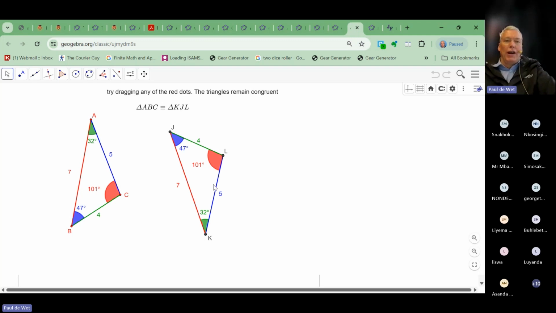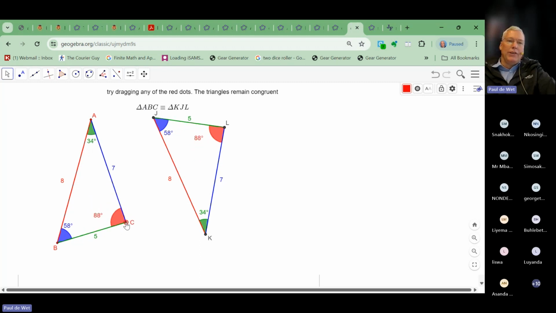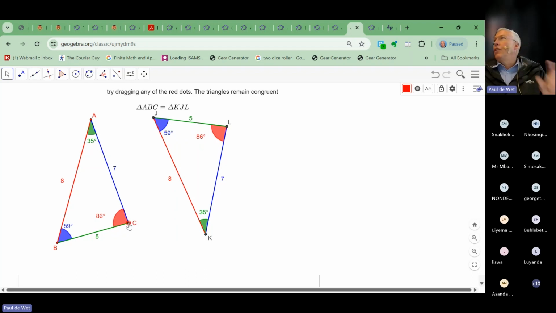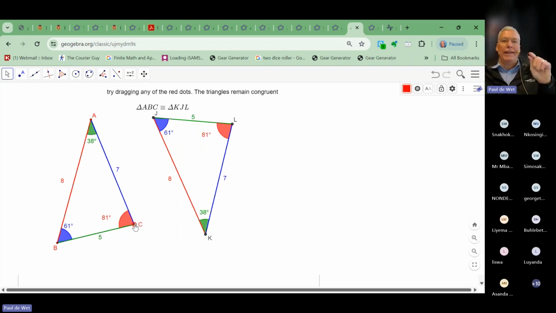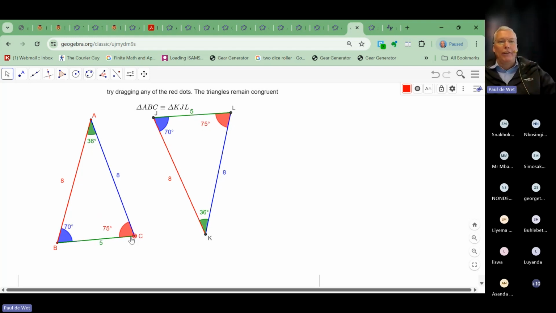These two triangles are identical. Okay, so I'm going to drag this one. I'm going to move this one around. I don't know if I can move this. I can't move this. Okay, but I can move this. And notice that these two triangles are identical. The word identical in maths we say congruent. Even though they are positioned differently, they are identical.